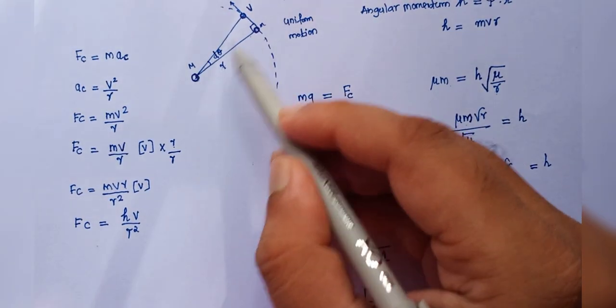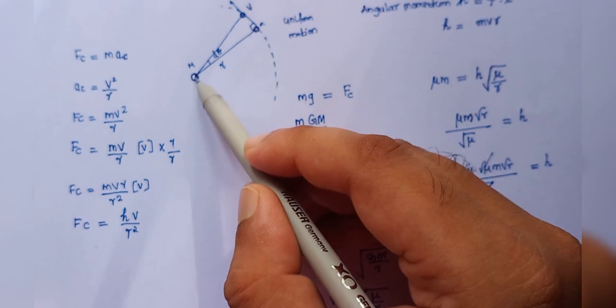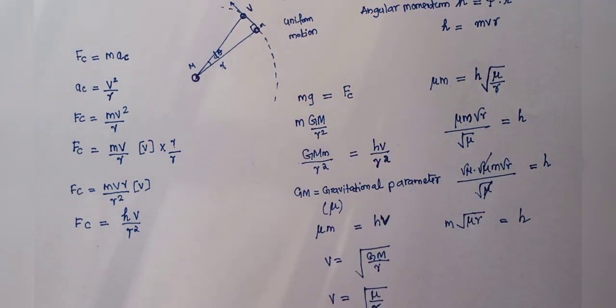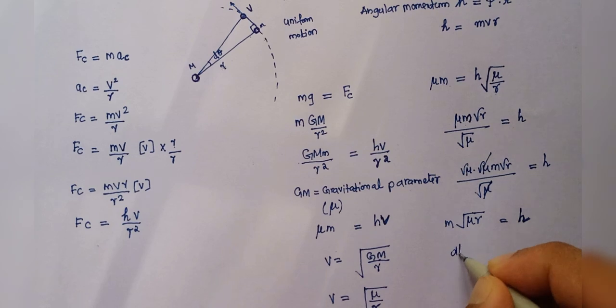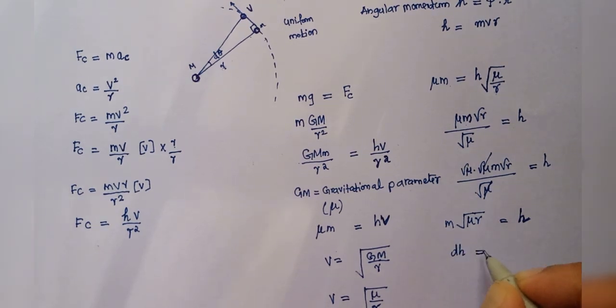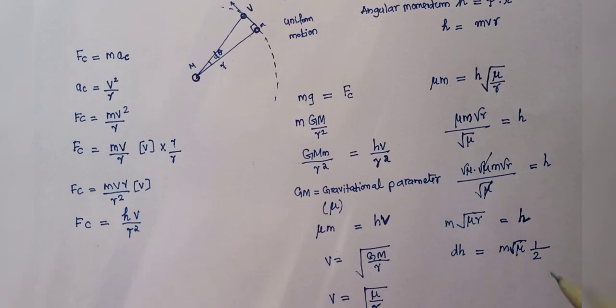Now if you are exhibiting a constant speed, let's say we have a radius, and this radius has a value of r. Now what we do is we differentiate. We take dh. So dh, if you differentiate, we get m into root of mu, and r to the power of half gives half into root of mu.